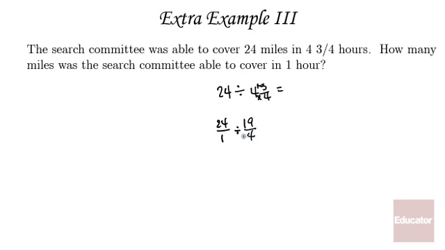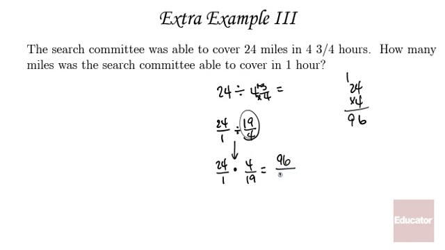Take the reciprocal of the second one, so that becomes 24 over 1 and 4 over 19, and the division becomes a multiplication. So now I can multiply straight across. 24 times 4, 4 times 4 is 16, 8, 9, got 96 on top, and 19 on the bottom. And let's see if we can change that into just miles. So we have 96 and 19.